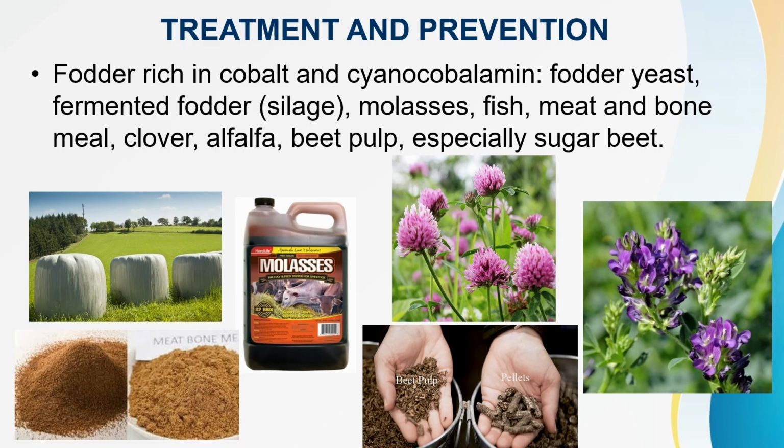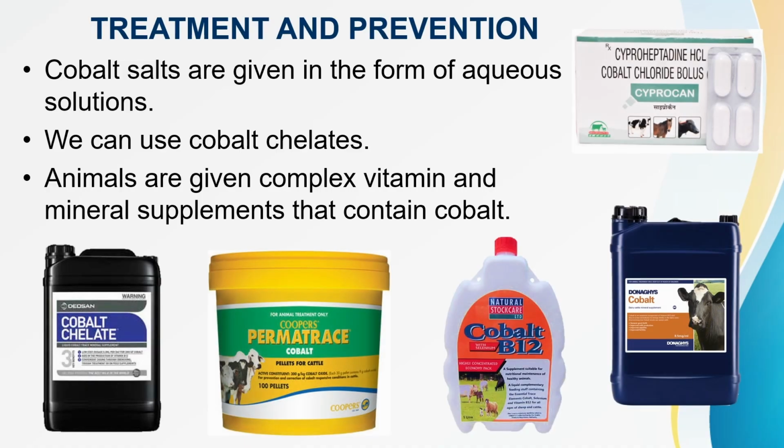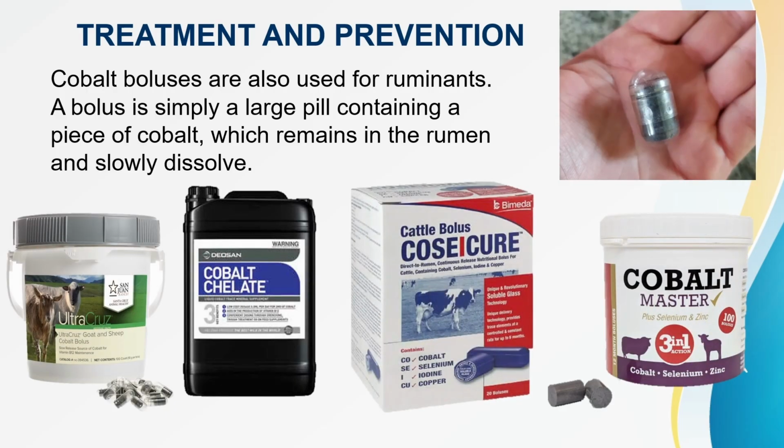more expensive. Animals are given fodder rich in cobalt and cyanocobalamin, fodder yeast, fermented fodder, silage, molasses, fish and meat, bone meal, clover, alfalfa, beet pulp, especially sugar beet. Cobalt salts are given in the form of aqueous solutions. We can use cobalt chelates. Animals are given complex vitamin and mineral supplements that contain cobalt. Cobalt boluses are also used for ruminants. A bolus is simply a large pill containing a piece of cobalt, which remains in the rumen and slowly dissolves.